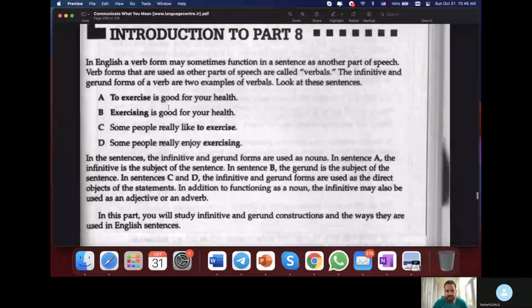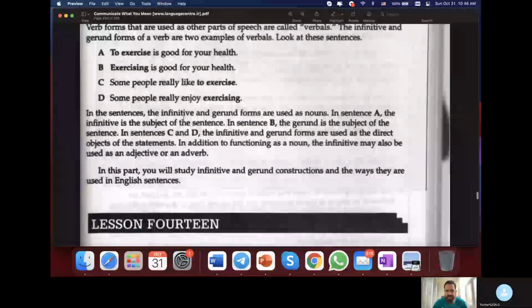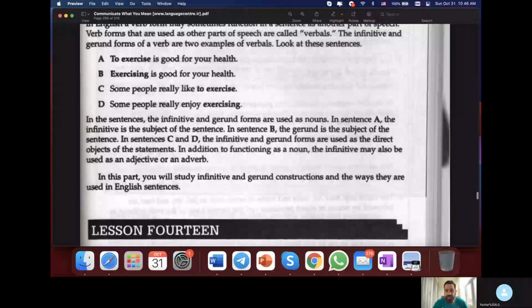Look at the sentences. To exercise is good for your health. Exercising is good for your health. Some people really like to exercise. Some people really enjoy exercising. In the sentences, the infinitive and gerund forms are used as nouns. In sentence A, the infinitive is the subject. In B, it is the subject. In C, object. In D, it is the object as well.